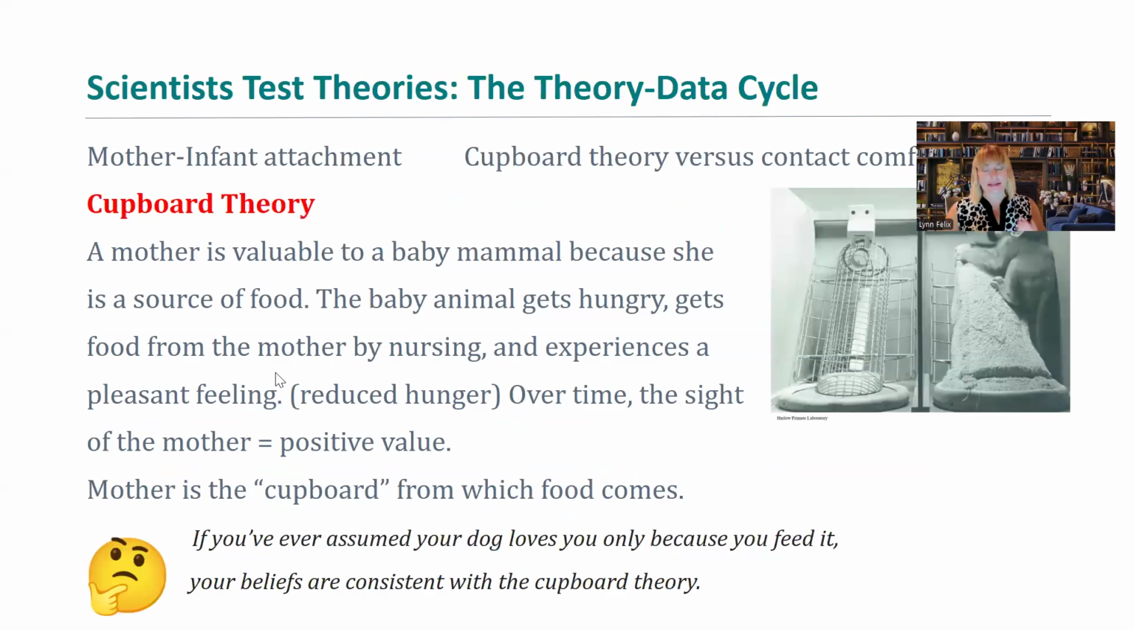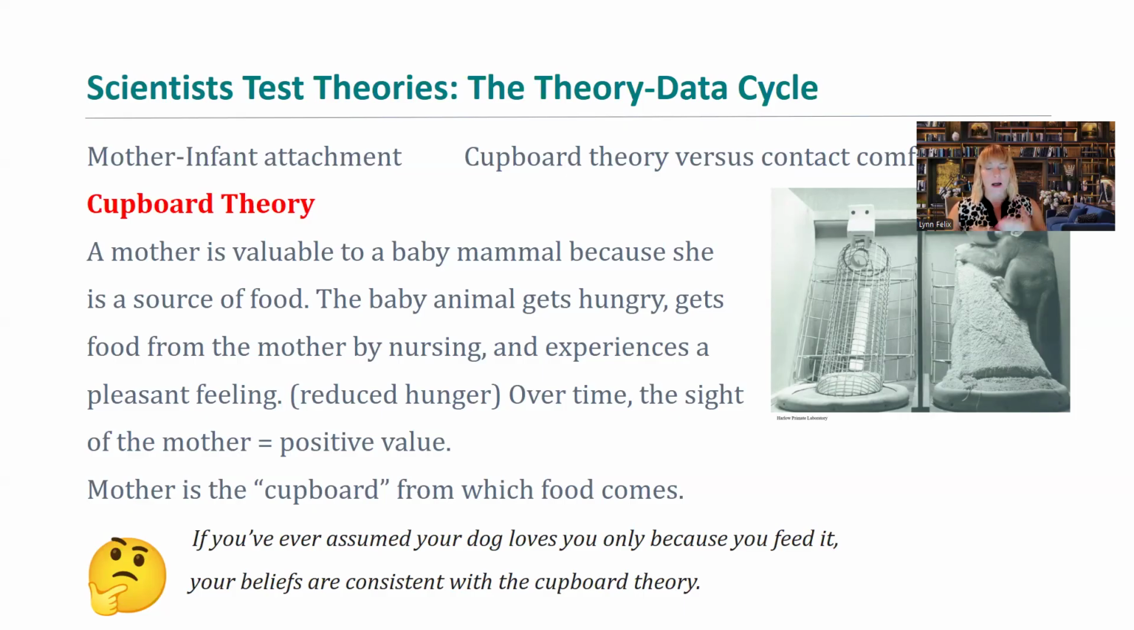So scientists test their theories, and they test their theories with the theory data cycle. Okay. So here we have a picture of a monkey. And in the picture, there's what they call a wire mom and a cloth mom. The monkey is holding on to the cloth mom, and the wire mom is on the other side. So in this theory, we are testing the mother-infant attachment theory. That's what we're looking at.